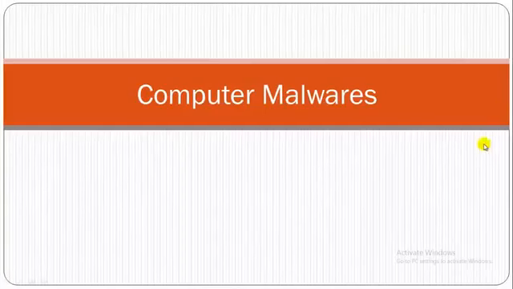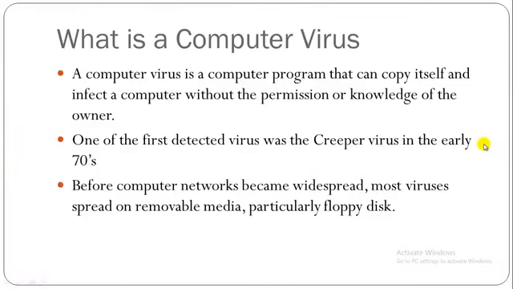Computer malware. What exactly is a computer virus? A computer virus is a computer program that can copy itself and infect a computer without the permission or knowledge of the owner. Making a computer virus is just like giving birth to a child. I may be speaking metaphorically, but I'm telling you that because you need to spoon-feed it each and everything that you ask it to do.